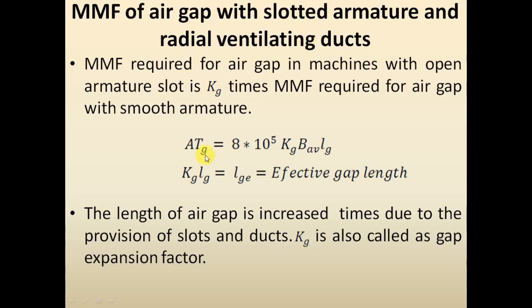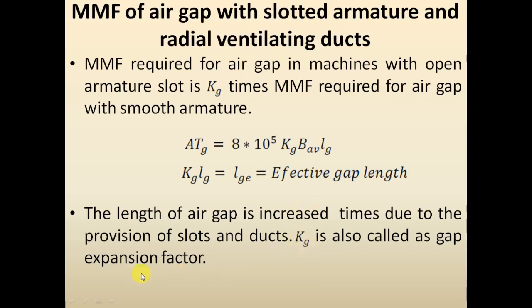So you will be able to write the relation for mmf in this case as ATG is equal to 8 into 10 raised to 5 kg times B average into Lg. Instead of kg and Lg, you can write it as Lge, that is the effective gap length. So comparing with the standard relation for air gap mmf in the case of a smooth armature, in this case the air gap mmf is kg times, or else you can say that the air gap length has been increased by kg times, which is represented by effective air gap length, that is Lge.